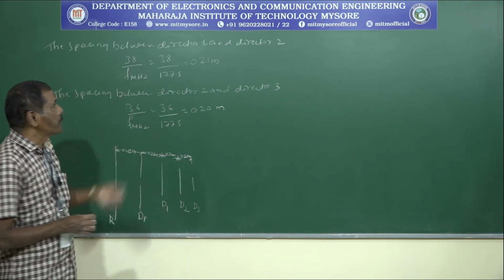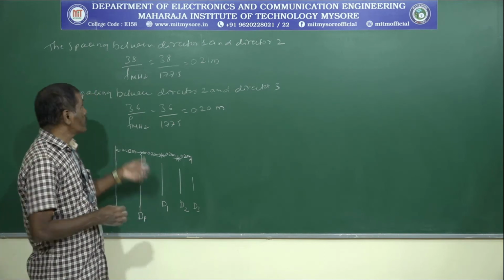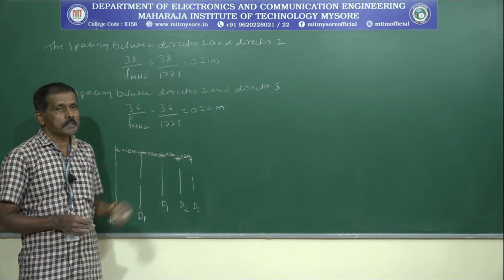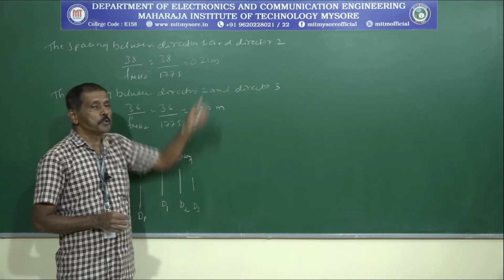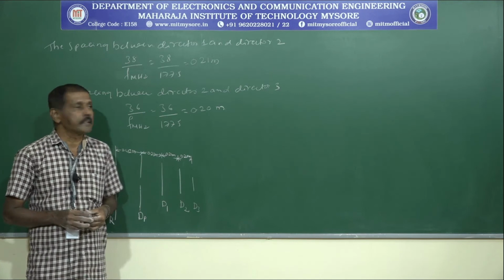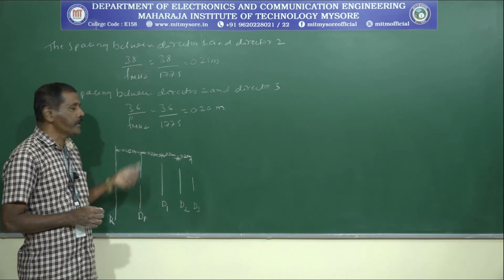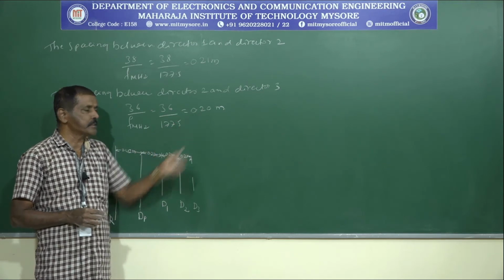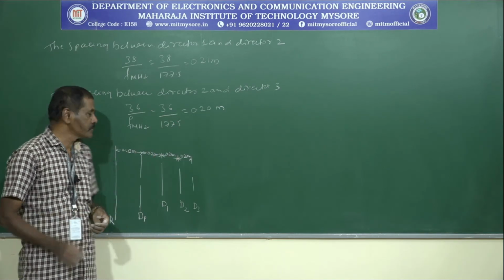Next, the spacing between director 1 and director 2 is equal to 38 divided by f, 38 divided by 177.5, which is equal to 0.21 meters. And the spacing between director 2 and director 3 is 36 divided by f, which is 36 divided by 177.5, equal to 0.20 meters.